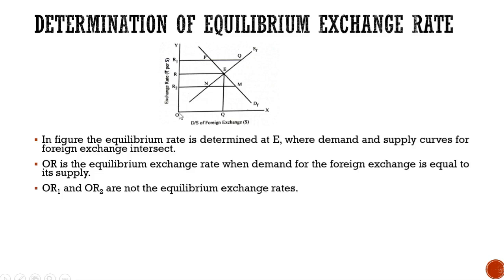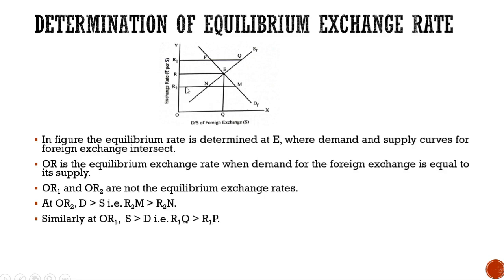OR1 and OR2 are not equilibrium exchange rates. At OR2, demand is more than supply, that is R2M is more than R2N. Similarly, at OR1, supply is more than demand, that is R1Q is more than R1P.